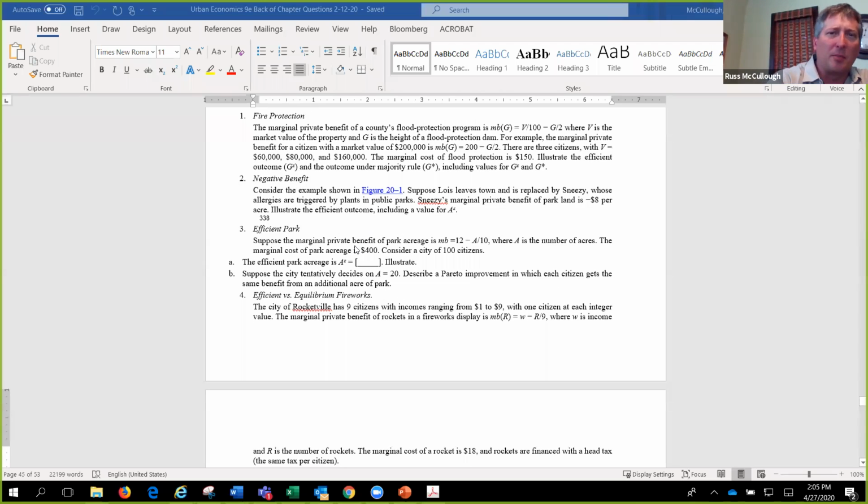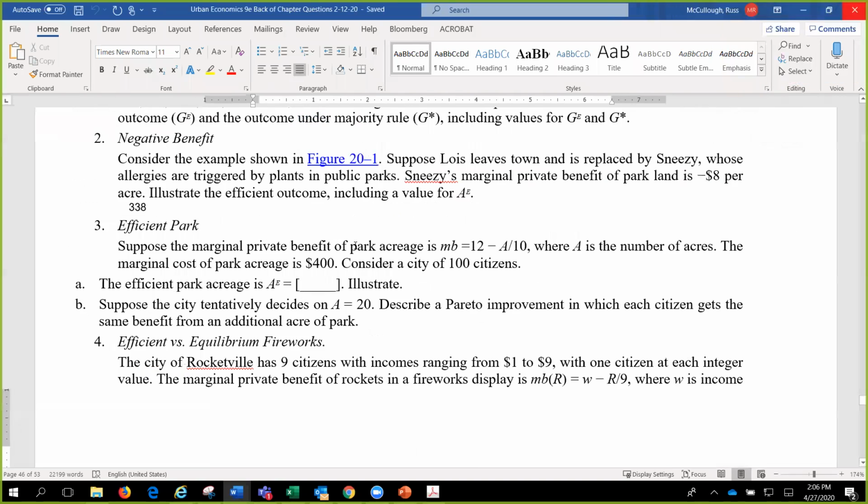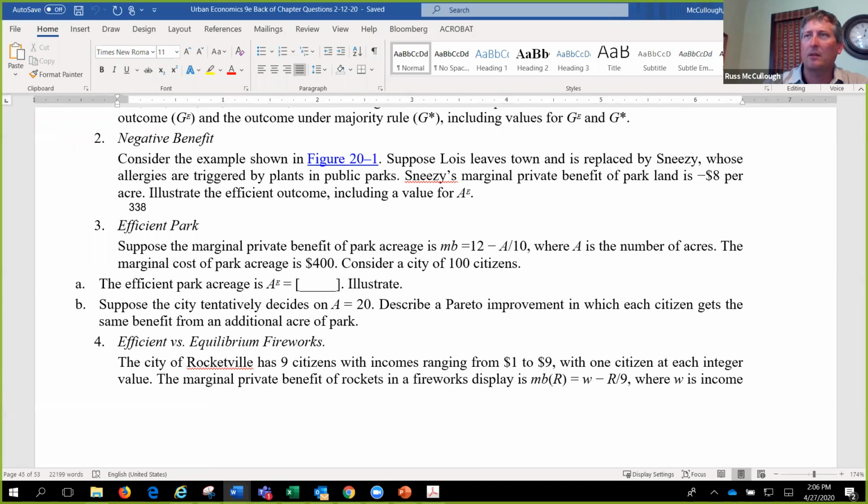Let's see, efficient park. Yes. So let's see, we gotta get that out of the way. Stop share results. Okay. Suppose the marginal private benefit of the park is 12 minus A over 10, where A is the number of acres, and the marginal cost of the park is 400. Consider a city of 100 citizens. The efficient park acreage is.